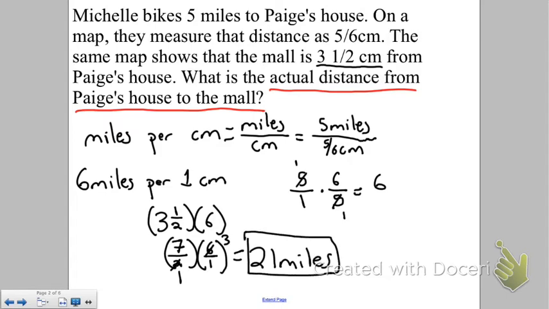Now I check to make sure that my answer makes sense. They say that 5 miles is 5/6 centimeters. 21 miles is then 3.5 centimeters. That answer seems like it would make sense because the 3.5 centimeters is bigger than 5/6 centimeters, and the 21 miles is greater than the 5 miles.